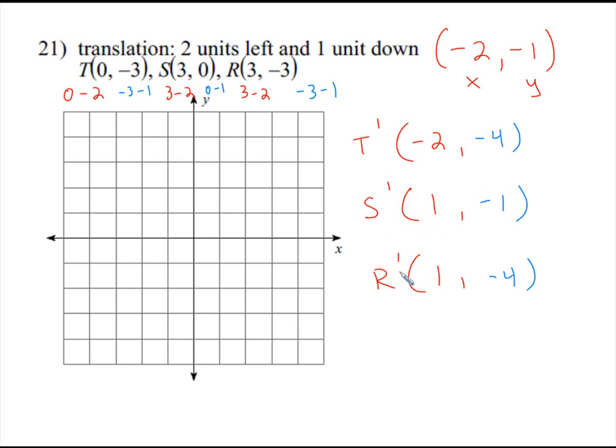And then all I have to do is plot these points now. So -2, -4 is right here. It's T prime. 1, -1 is right here. S prime. And 1, -4 is right here. R prime. Then all I'll do is connect the points, and we've got our shape.